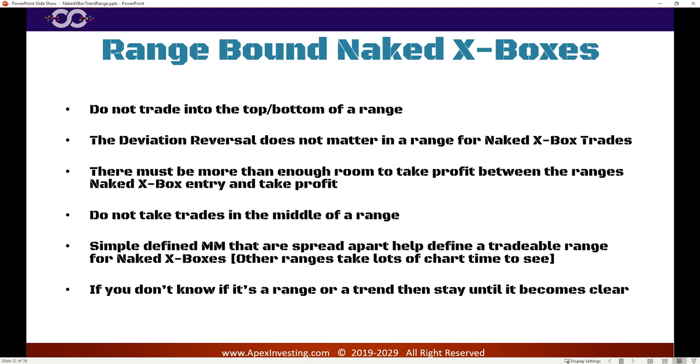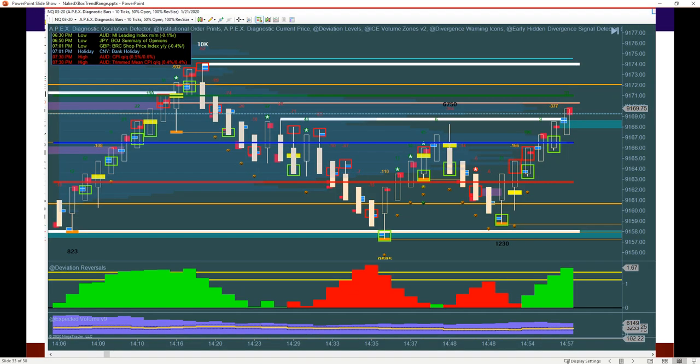Okay. Now, as you trade more and watch your charts, learn the market more, you'll understand other ways to spot ranges. But we're taking this from the approach of a newer trader: how can we help them easily spot or define a range? And if you're not real clear and don't have a good grasp on what the range or the trend is, just stay out until it becomes clear.